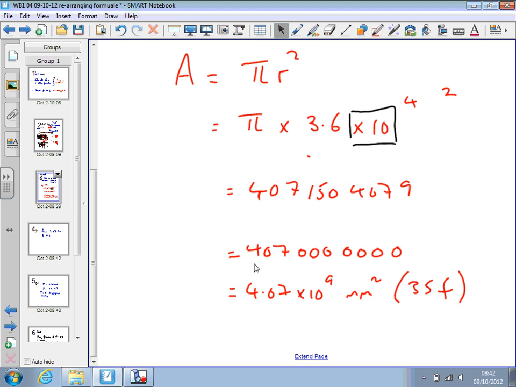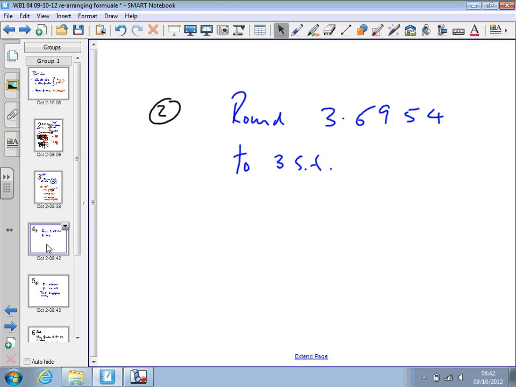That's number 1. Number 2, round that to 3 significant figures. Answer, somebody? 3.7, only 2 figures there, so what do I put after? Right. Did you say that? Sorry. 3.70, well done. So 3 significant figures.